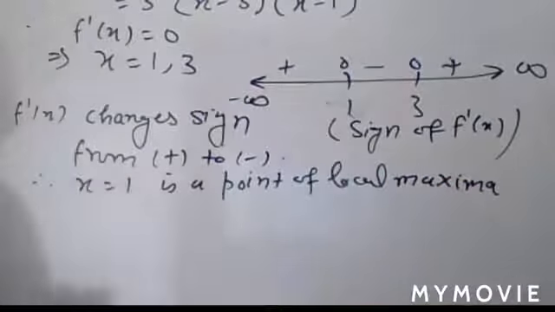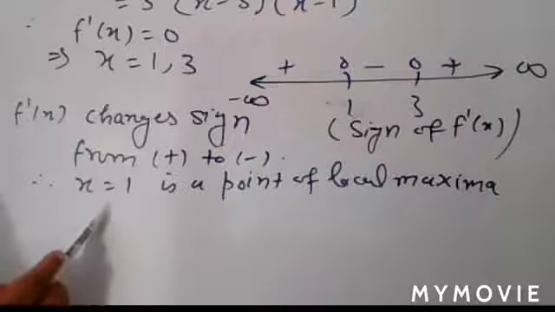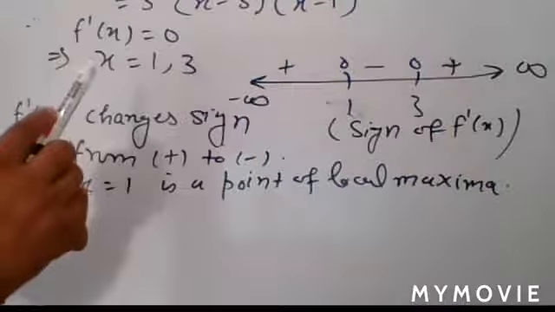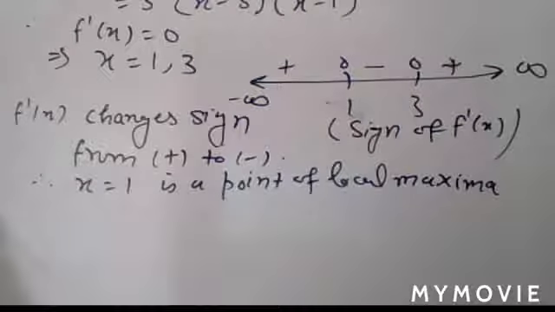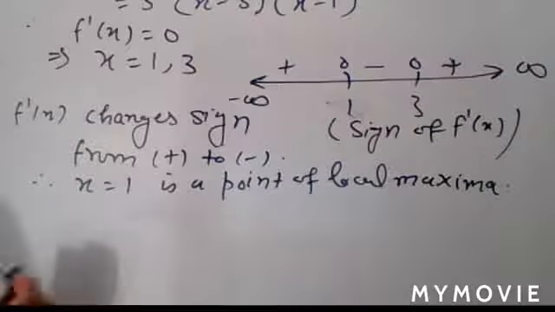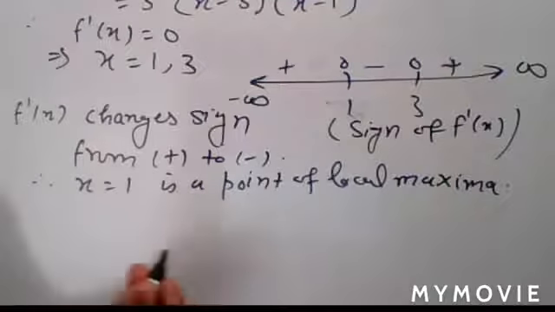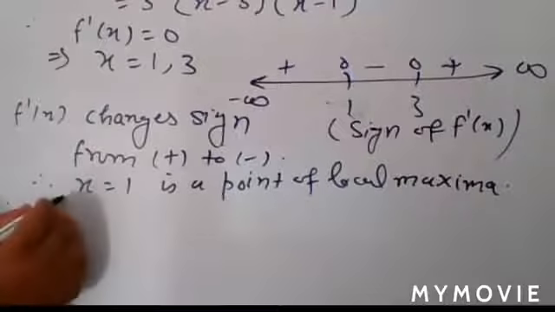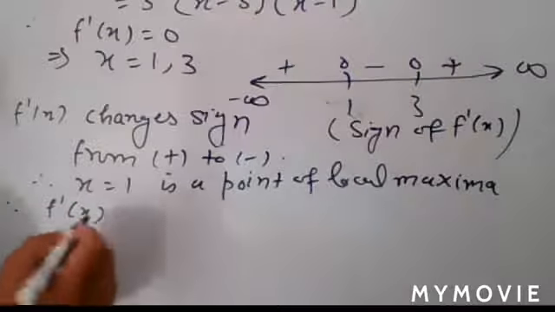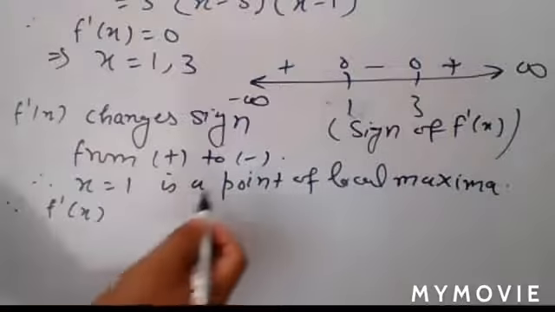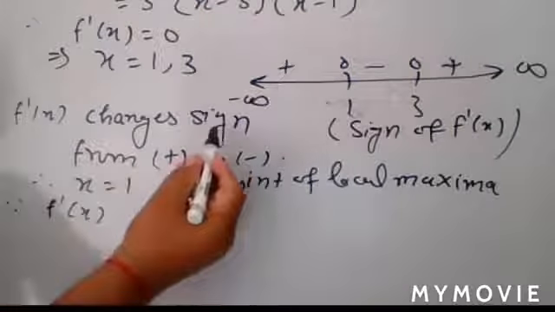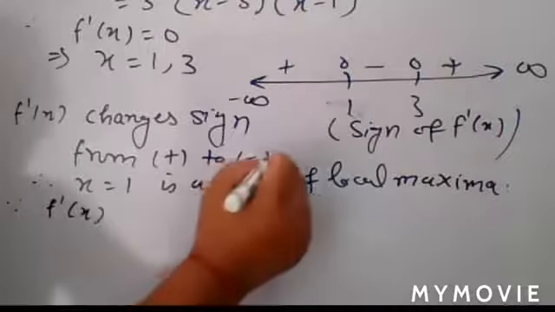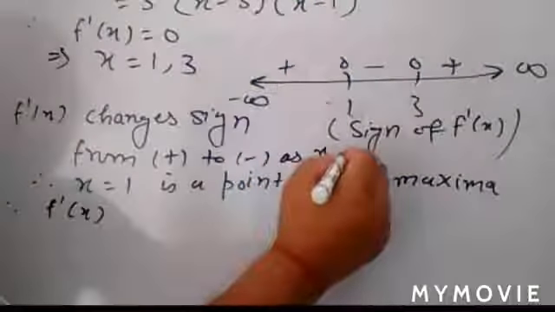But if you want to find the maximum value of the function, then you have to put x is equal to 1 in the given function. In this way you have the value of local maxima. So here you have a point of local maxima. And for the second point, you can write: since f dash x changes sign from positive to negative as x increases.